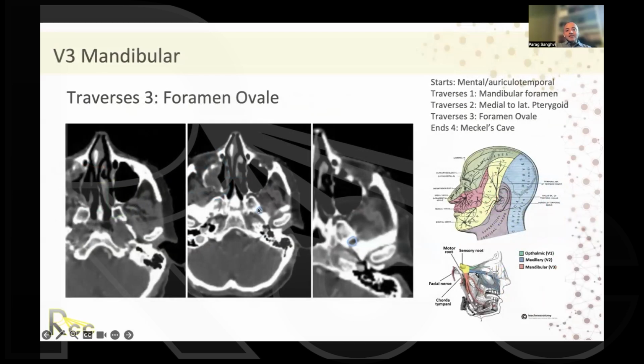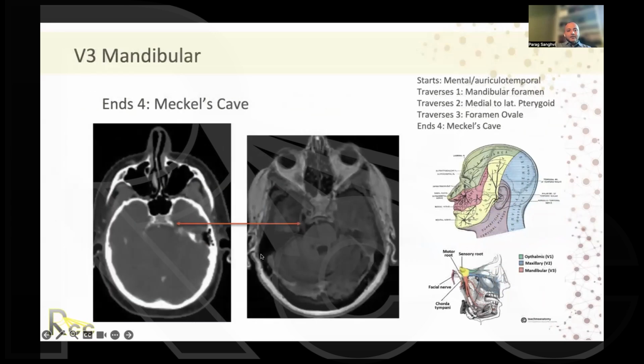Ovale probably is the easiest cranial foramina for us to detect. It looks like a tear. So you can see it's right here going through ovale. And then again, remember, V3 does not go into the cavernous sinus. It goes right from foramen ovale into Meckel's cave. So again, it becomes really important to make sure that you're contouring Meckel's cave.